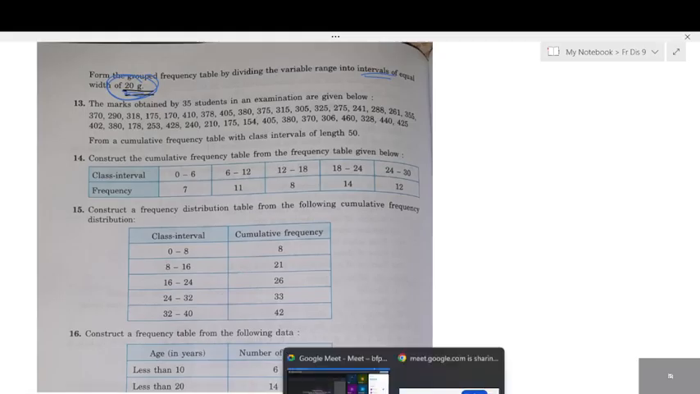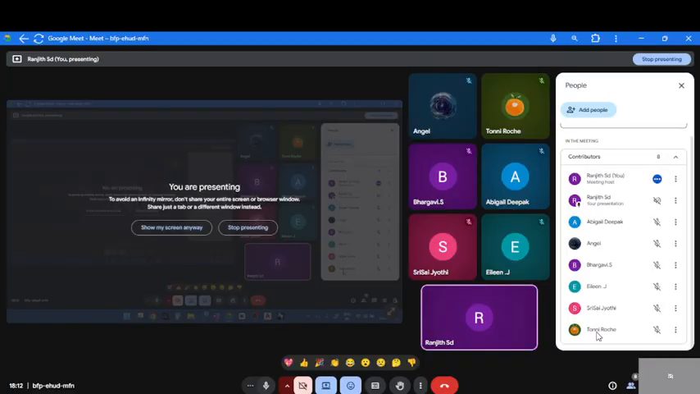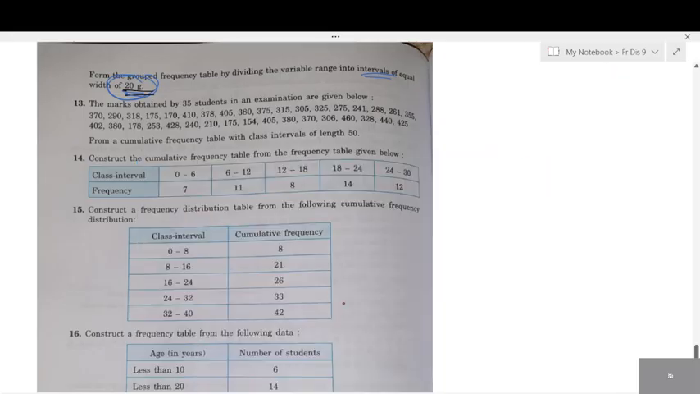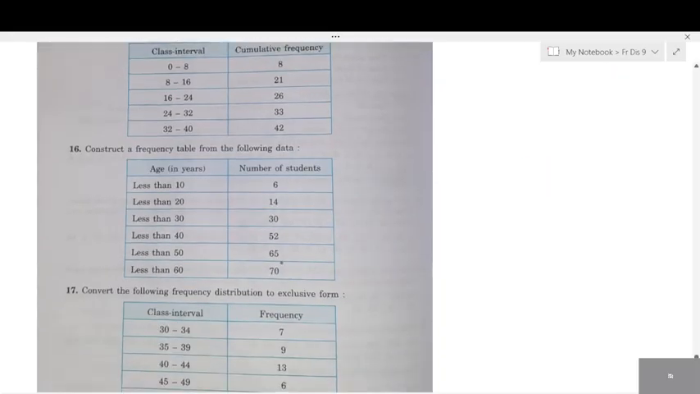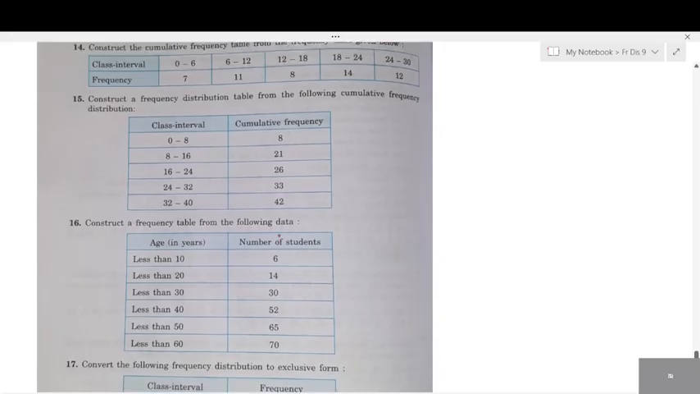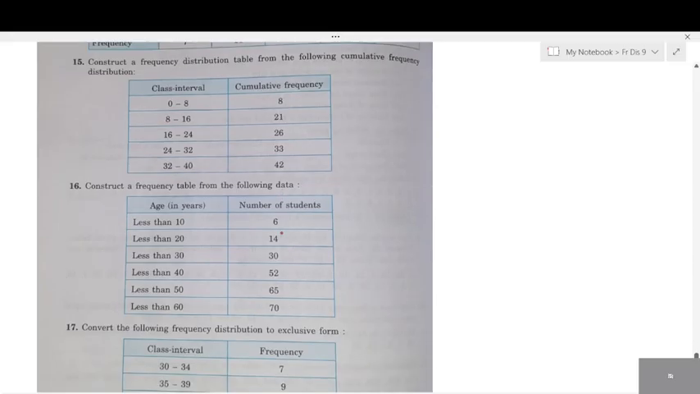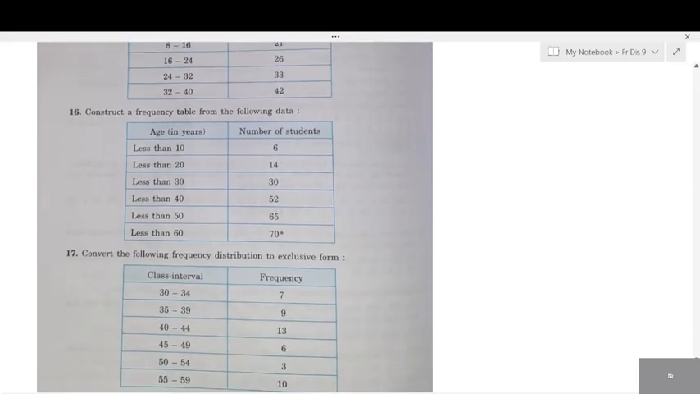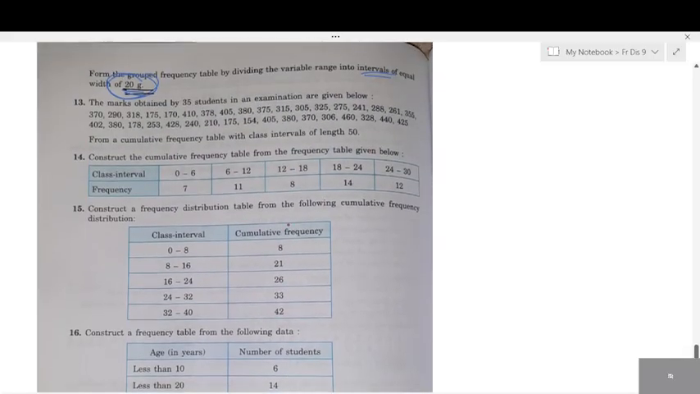Another 15, 16 minutes. Tony, did you understand? Ananya, Tony, Aileen, Bhargavi, any doubts? Angel, Abigail? Is it clear? Okay, it's an easy chapter, students, but the last 2 questions are tough. Okay, last 3. 15, consider frequency distribution from the following. No, no, 15 is also easy. 16, 17 is going to be tough. Exclusive form. Inclusive, exclusive. Okay.